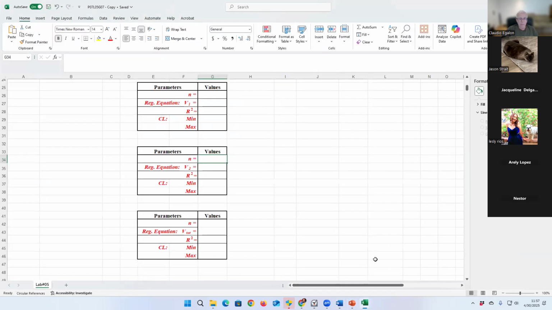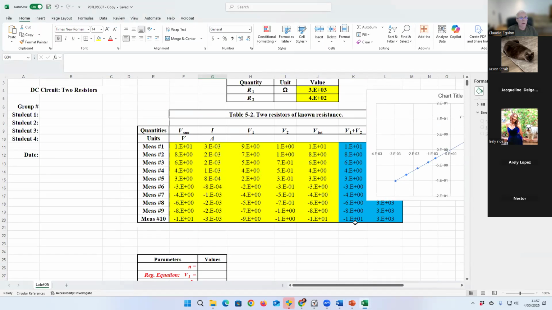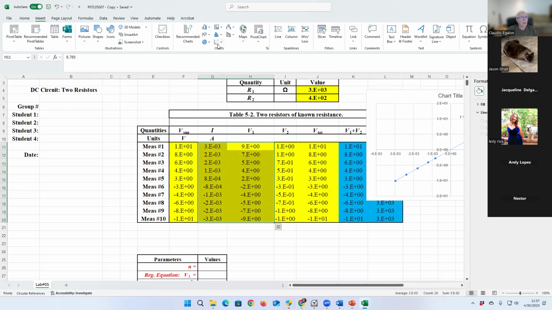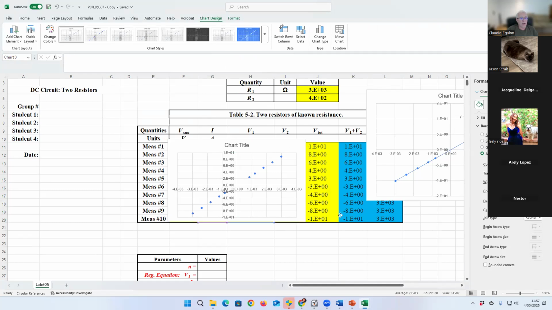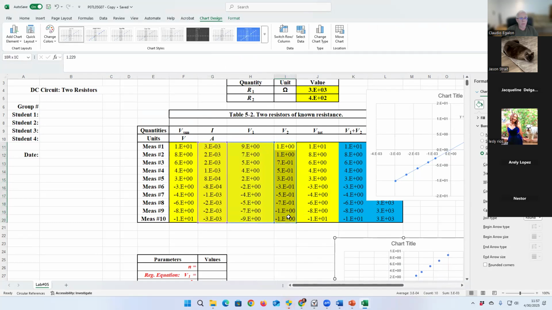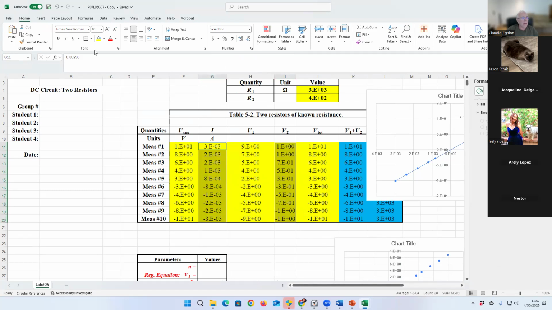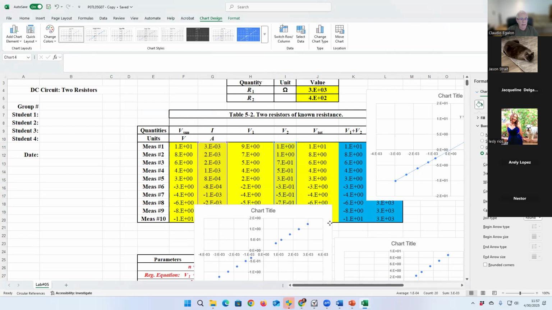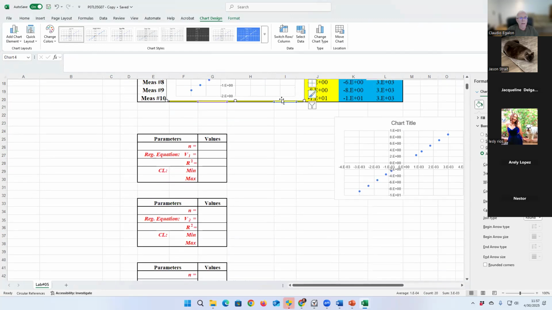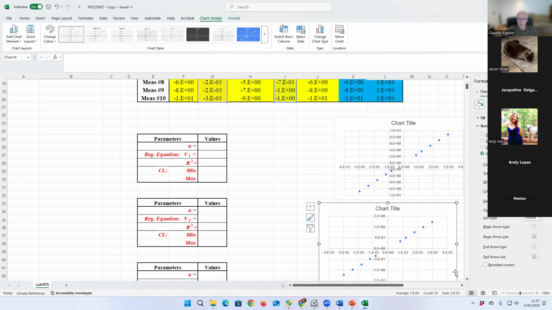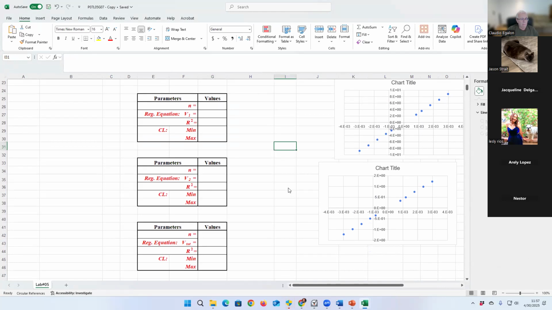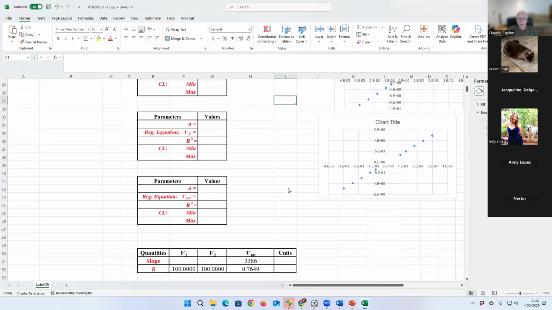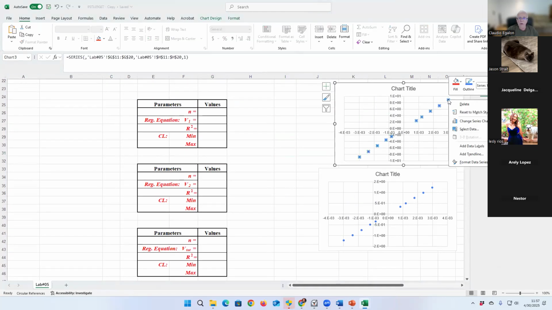Okay, so here you go. The other one is V1 versus I, right? And then you've got to do V2 versus I as well. Insert. Like that. What time is that? 11:57. Okay. Let's do everything here.